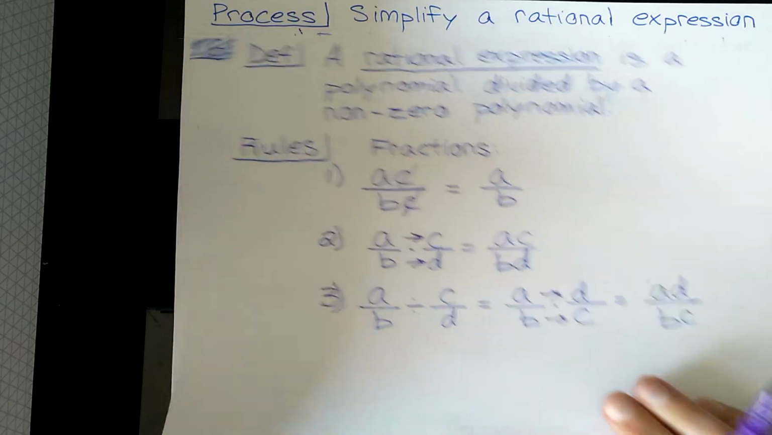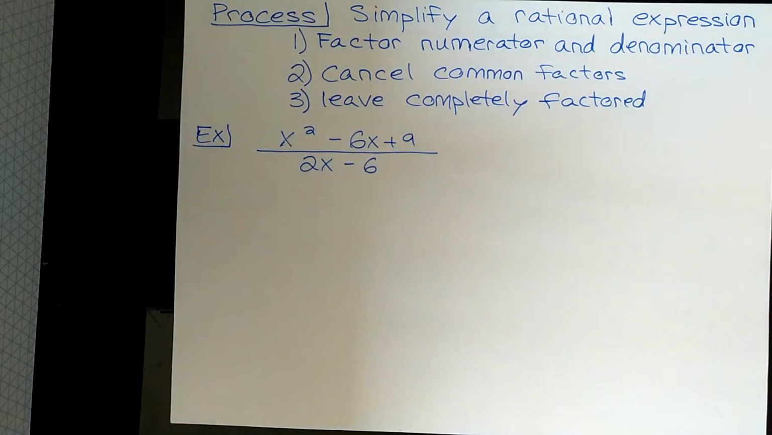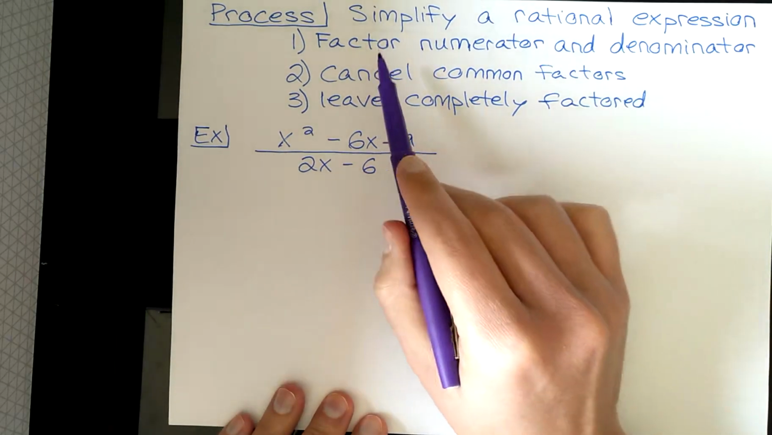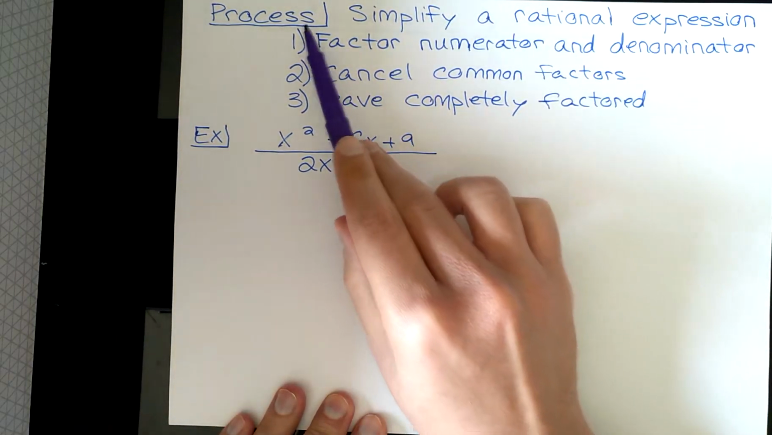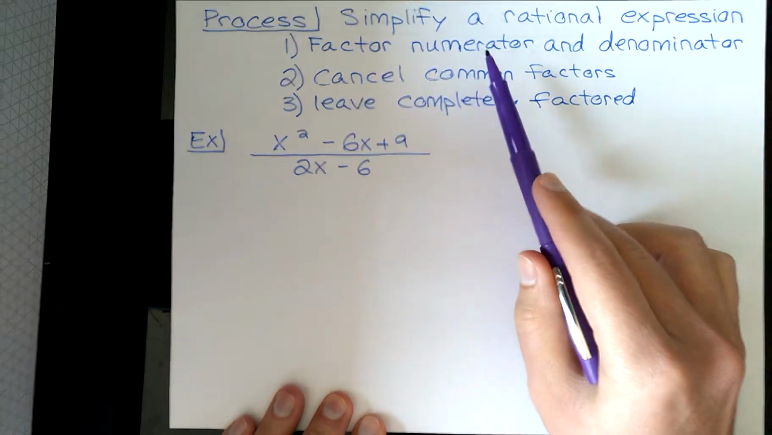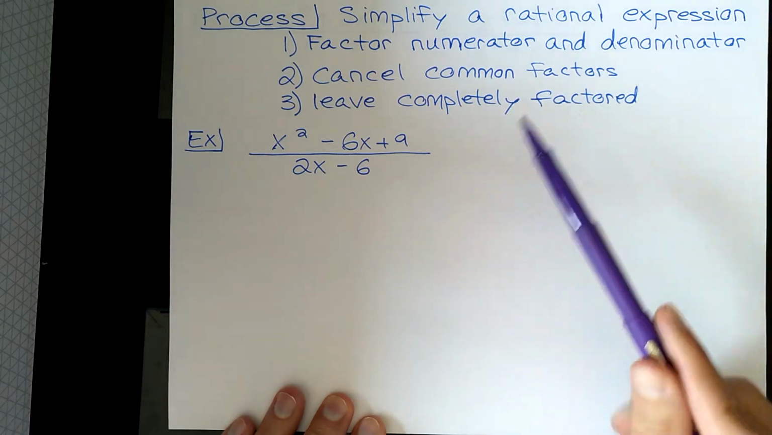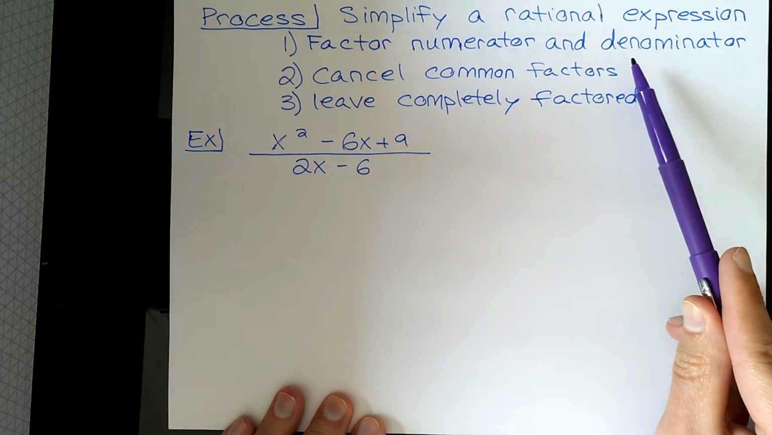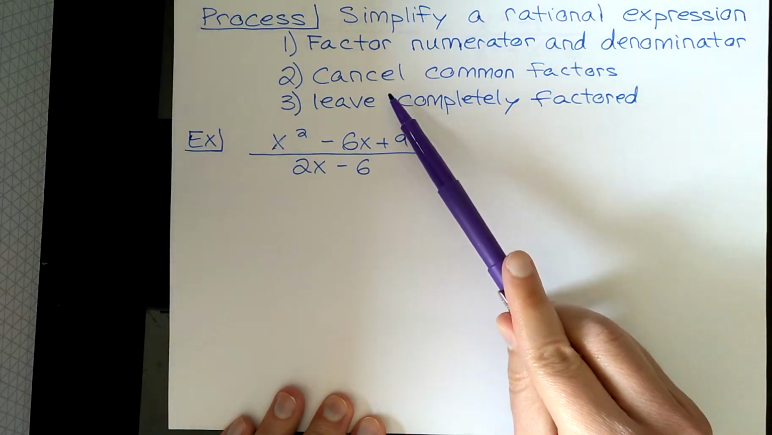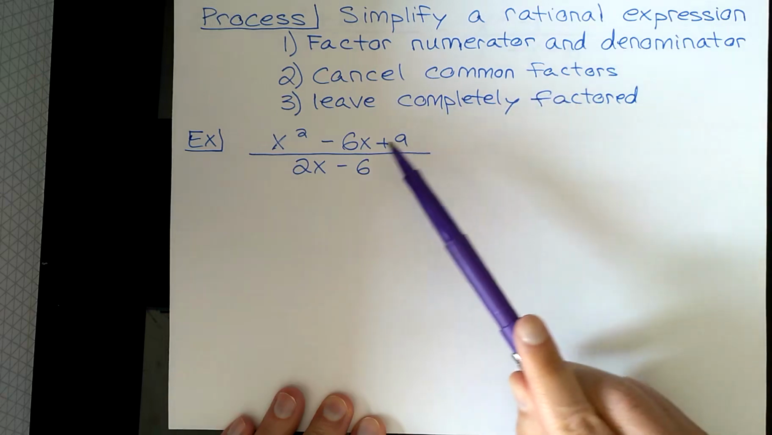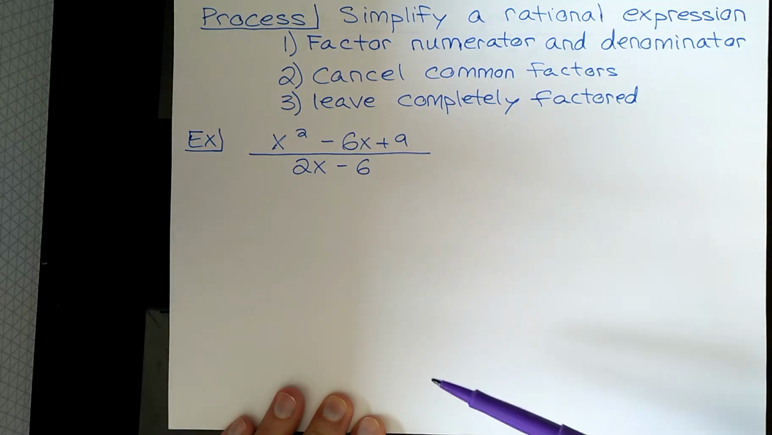So let's go ahead and try out these rules, given the following example. Before we go into this example, I do want to mention this process that says to simplify a rational expression, the first step should be to factor the numerator and denominator. Once you factor them, you will cancel the common factors. Remember, that was rule 1. And then you will leave it completely factored.